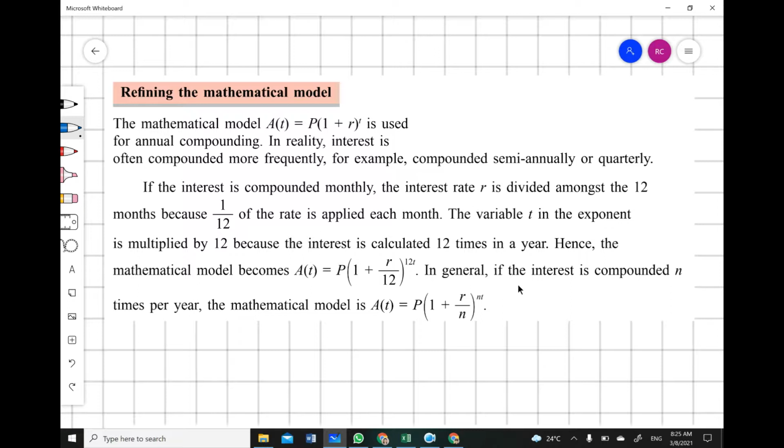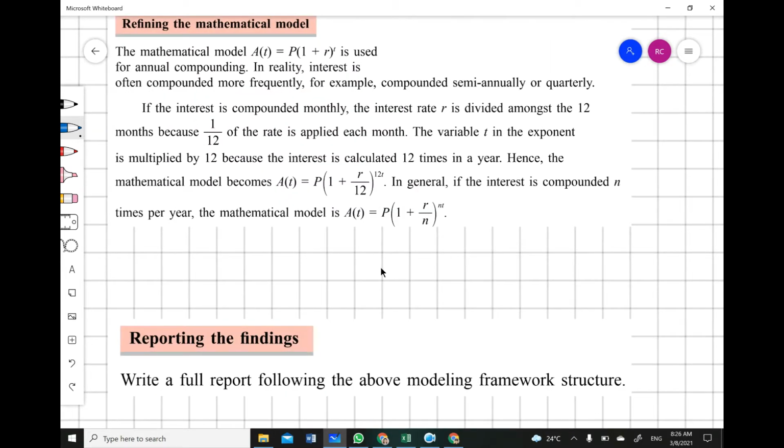So in general, if the interest is compounded n times per year, the mathematical model is A(T) equal to P(1 plus R over n) to the power of nT. So actually they refined already the mathematical model, meaning that it can be used no matter whether it is compounded once a year or compounded monthly or compounded quarterly or compounded semi-annually. So this formula can be applied for all of the situations.